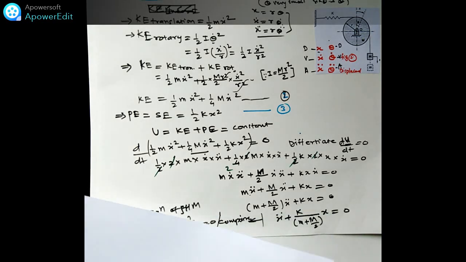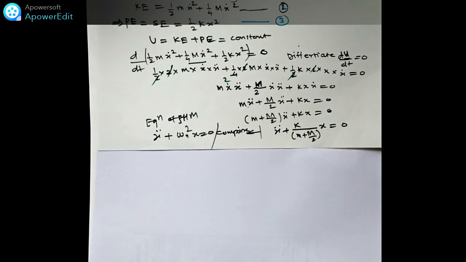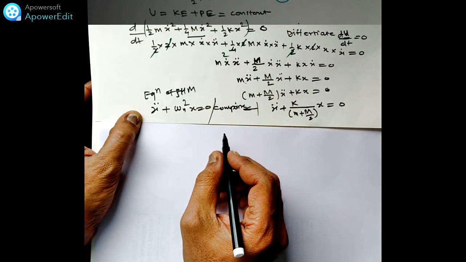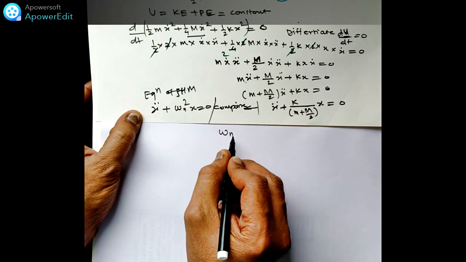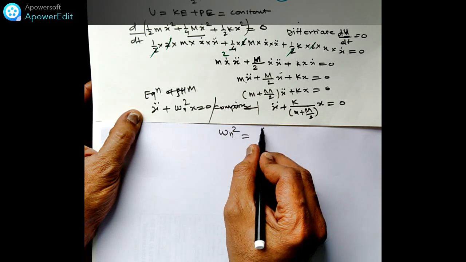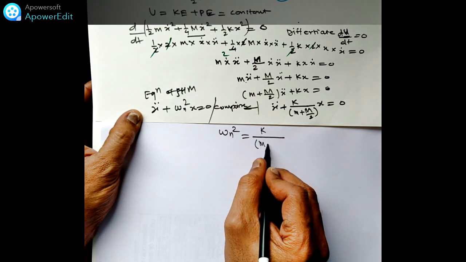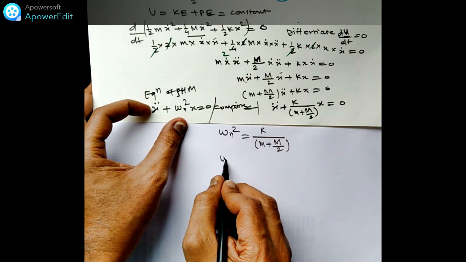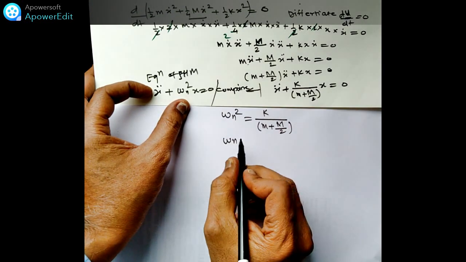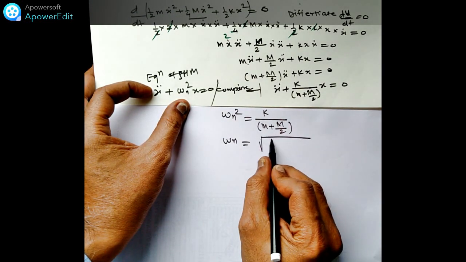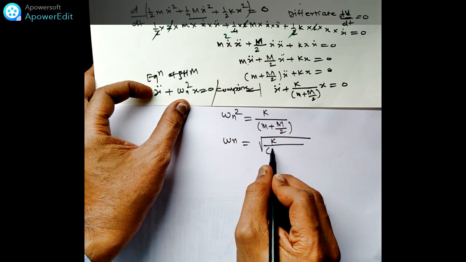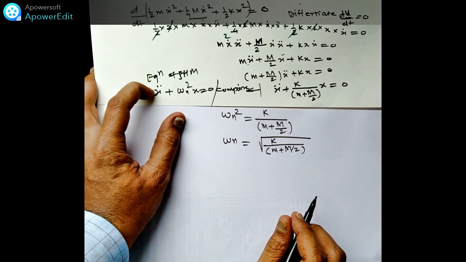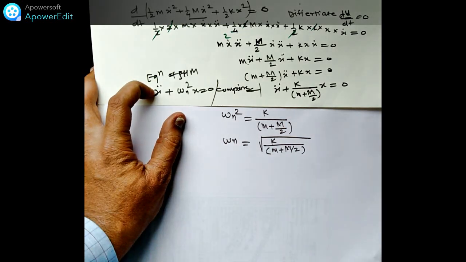I will take a different paper and write this further. This omega n square becomes k by small m plus capital M by 2. Or we can write this omega n becomes under root of k by small m plus capital M by 2, bracket close. So this is your omega n, the value of omega n.